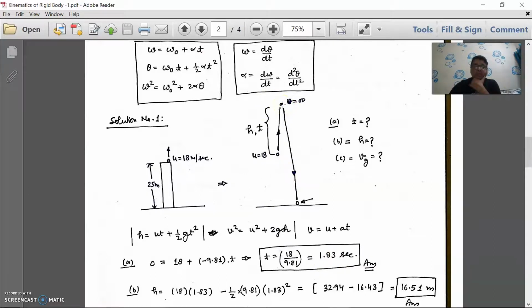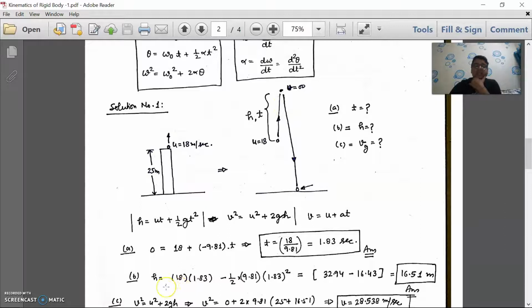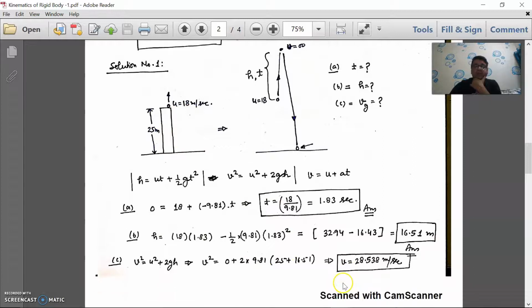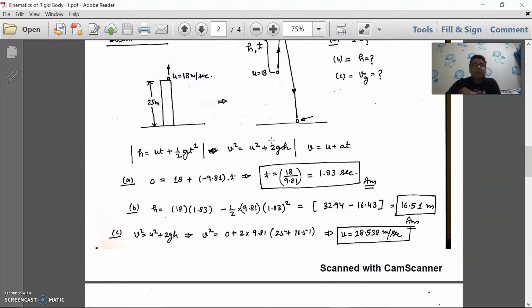And what is that highest? h is equal to ut plus half gt square. From that we get the value of 16.51 meter. Then the third is, what will be the velocity when it strikes back to the ground? v square is equal to 0 plus twice gh, and h is equal to 25 plus 16.51. So it gives me v is equal to 28.538. In this way you can see very easily that these numericals are very easy and you can solve them very quickly, right?